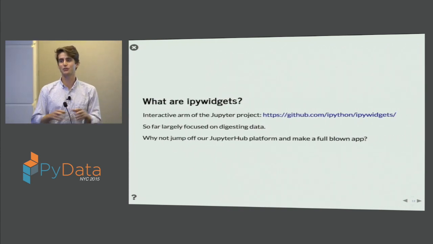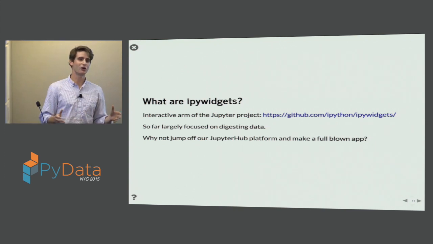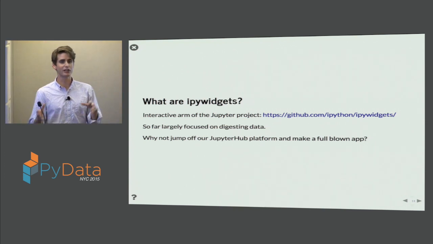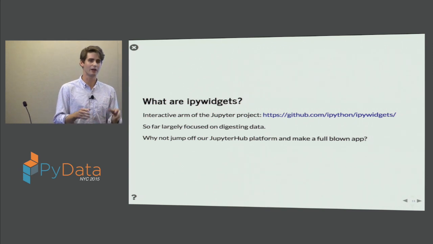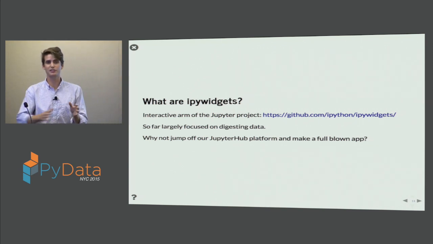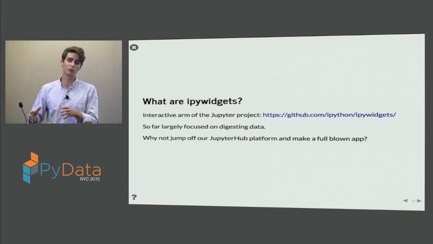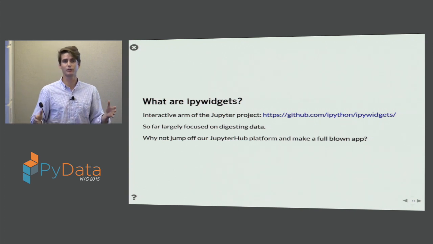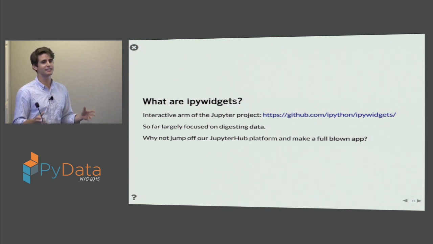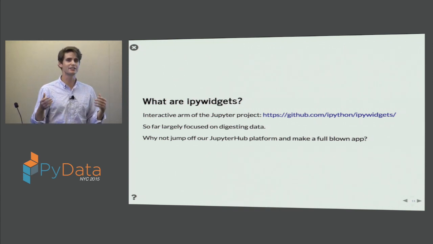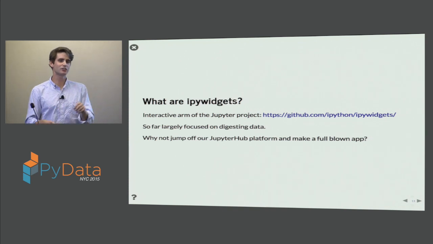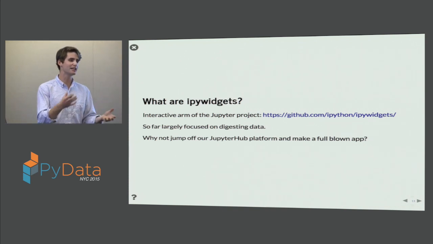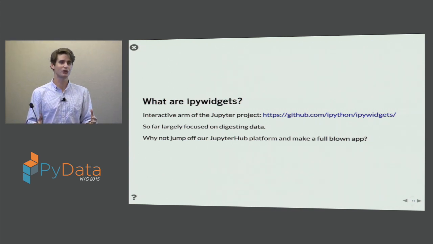IPywidgets, also known as just plain old widgets, are the interactive arm of the Jupyter project. They used to be a part of the IPython project, that you would import them under the IPython module. They've since been separated out into their own repo, and they play really nicely with the current Jupyter environment. But so far, they've largely been focused on digesting data. What I mean by that is, you throw a widget in your notebook and it allows you to change the axes on a graph or choose what data is being plotted. It's awesome, it brings users closer to their data.